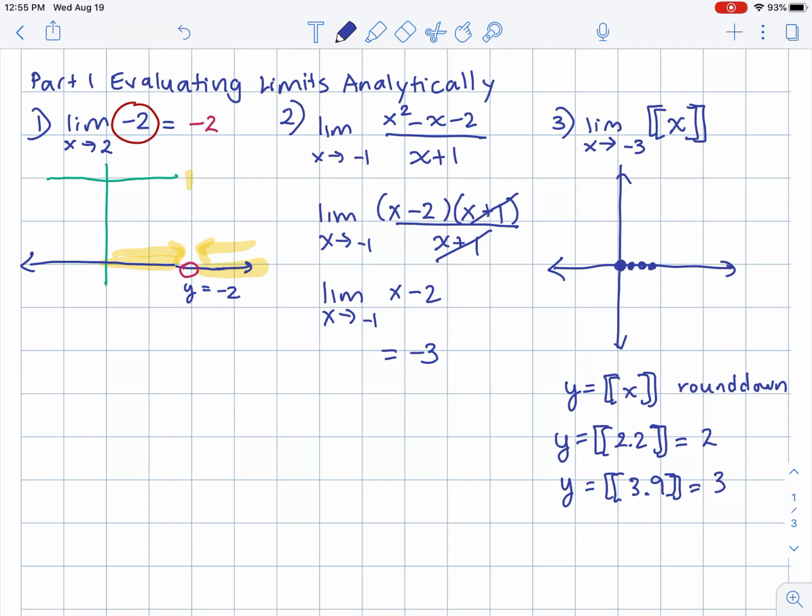0.9 would still be 0, all the way up, really, 0.99, the closer and closer we get to 1, but just right before 1, we'd still be rounding down to 0. So scratch the 2, I meant 1. So what happens then if we get to 1? Well, we get to 1, now we round down to 1. So now at this point, we're rounding down to 1.